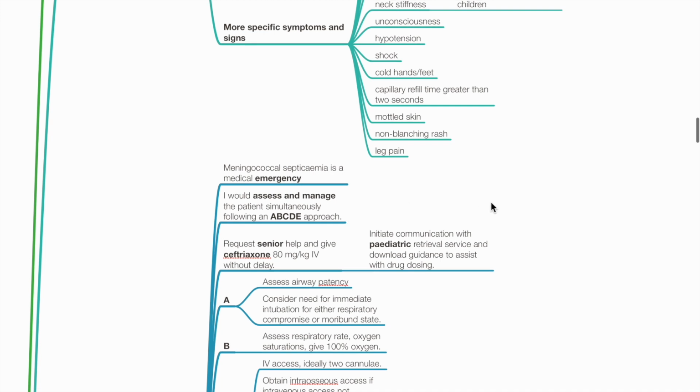This is a medical emergency. I would assess and manage the patient simultaneously following an ABCDE approach. Request senior help. Give ceftriaxone 80 mg per kg IV without delay. Initiate communication with pediatric retrieval service and download guidance to assist with drug dosing.